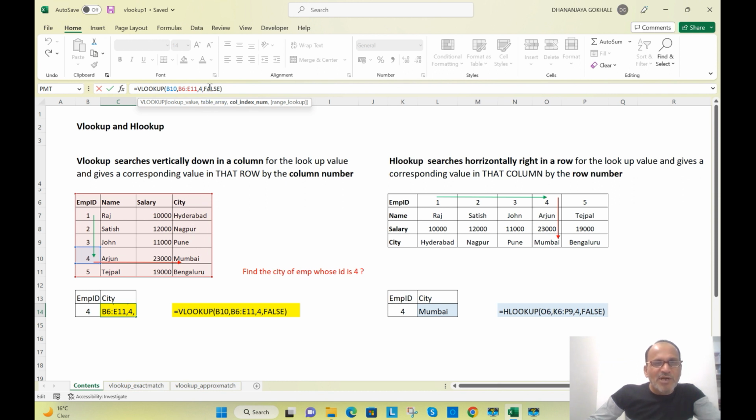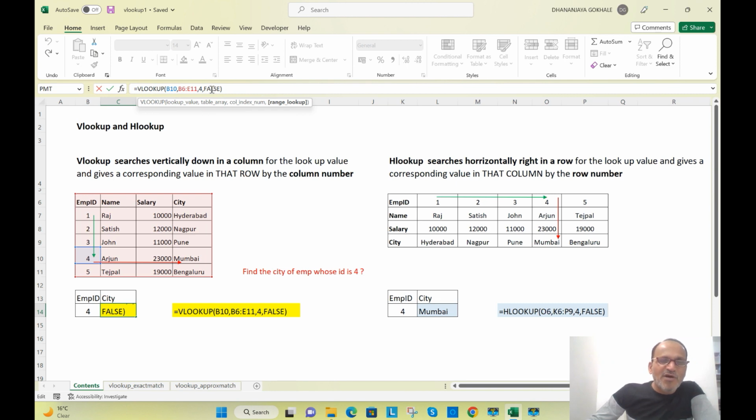And the last argument is range lookup. I think I didn't explain it. Range lookup means whether we want to find the exact value or an approximate value will do for the lookup value. Obviously here there is no question of an approximate value, in the sense that we are looking up employee ID number 4, so it has to be 4. It can't be nearby 4, right? So it has to be 4, and that is what we want. So we enter FALSE over here.